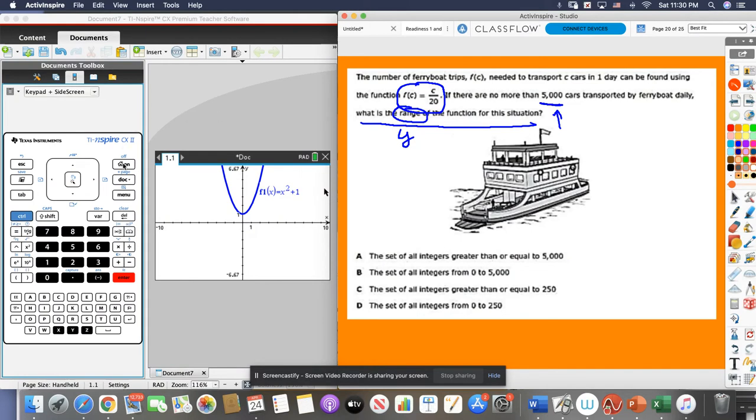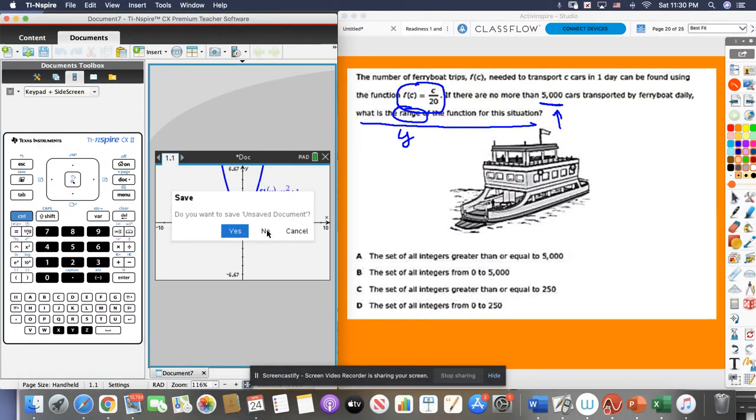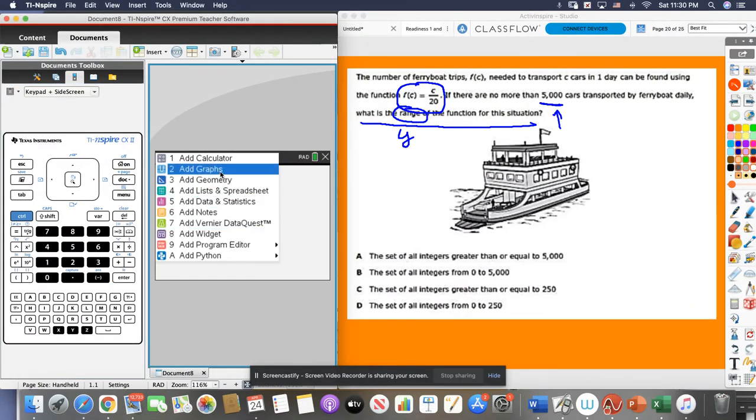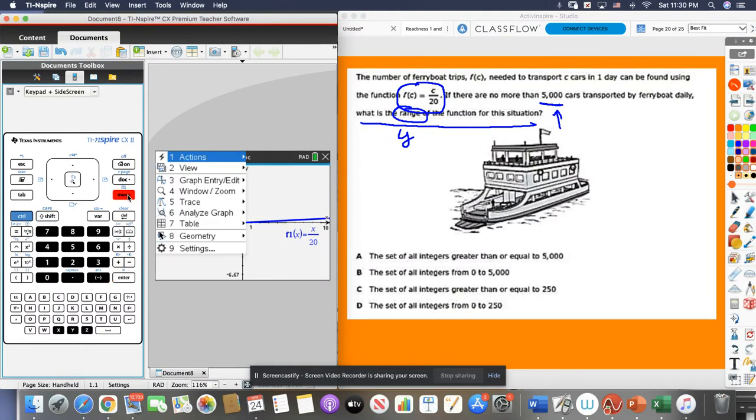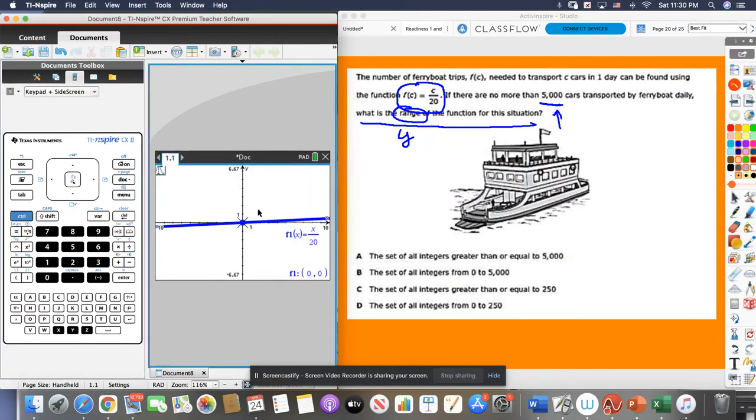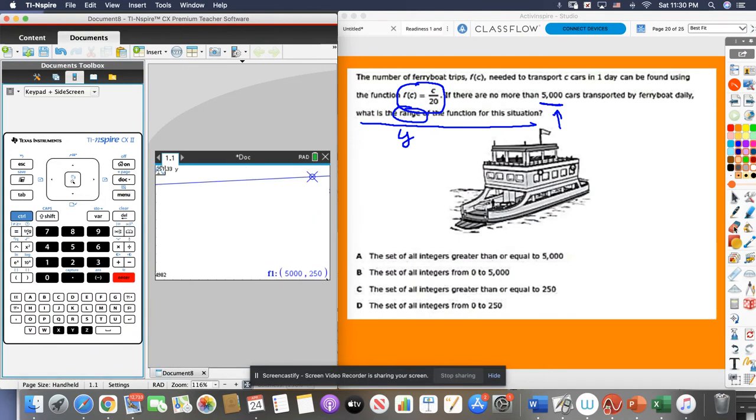So I could very well go to the calculator, home, new document, save changes, no, add a graph, control divide, x. I have to change the c to an x over 20. So the number of cars divided by 20. And they said there's 5,000 cars. So menu, trace, graph trace. And I have 5,000 cars going in. So that's 250.